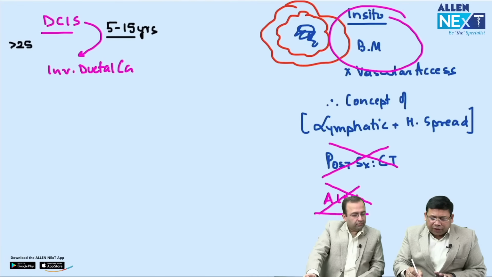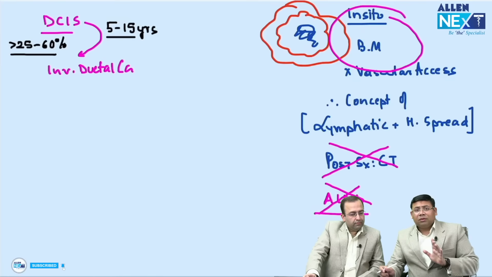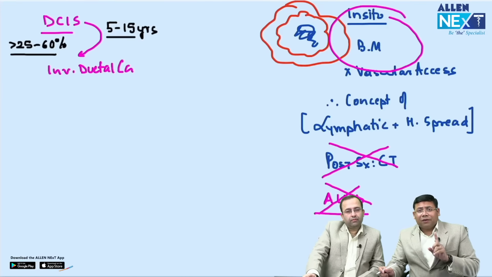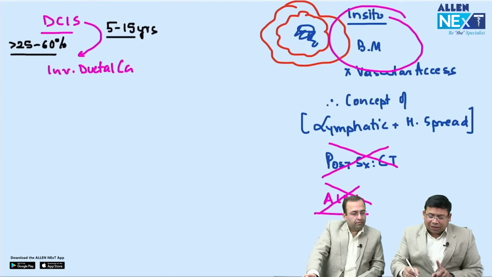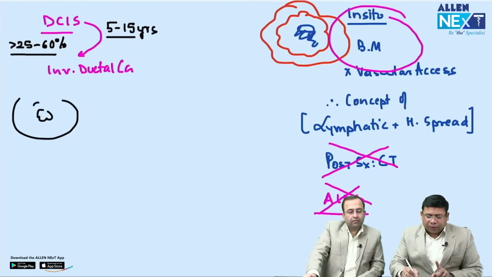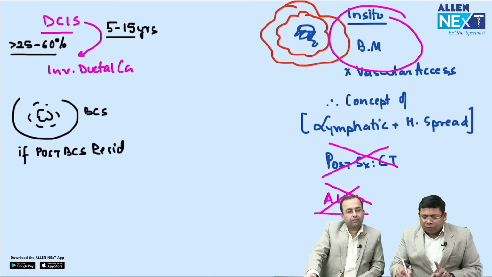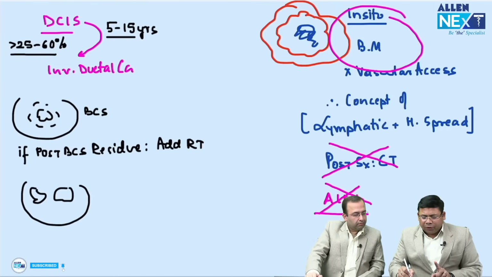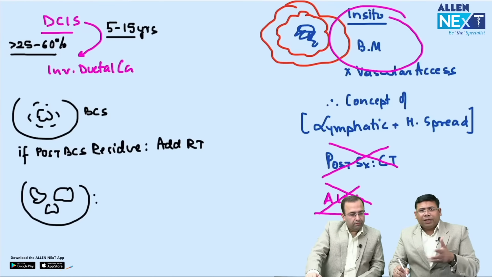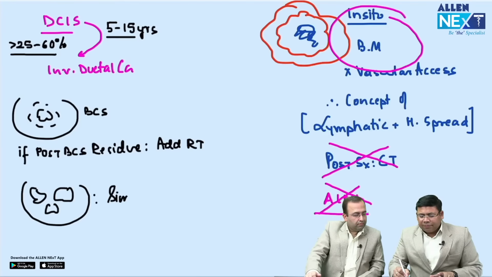More than 25 to 60% of them will convert, and thus we know that we need to operate, and that is the reason why we operate on DCIS. So what is the classical management for them? Either you can go for BCS, or, students, if post-BCS residue is there, you can simply add radiotherapy to this. And if there are multiple tumors, instead of doing multiple BCS, you will go for simple mastectomy.